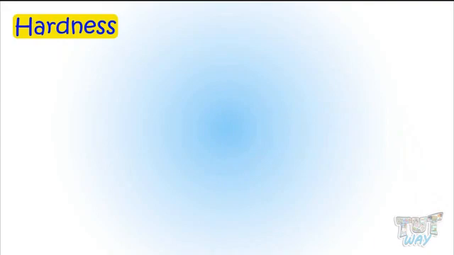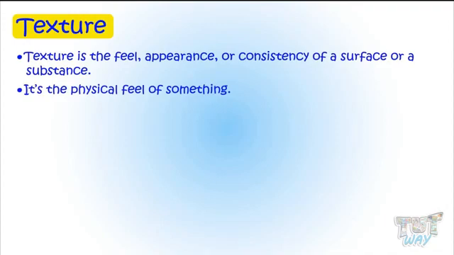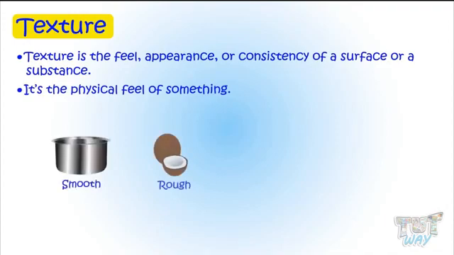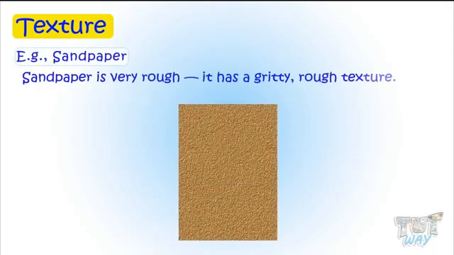Now, let's learn another property of matter. It is texture. Texture is the feel, appearance, or consistency of a surface or a substance. It's the physical feel of something. It can be smooth, rough, slimy, and spiky, or even something in between. For example, sandpaper is very rough. It has a gritty, rough texture.